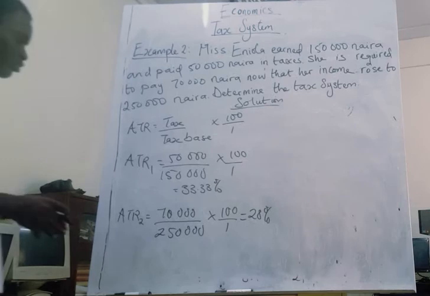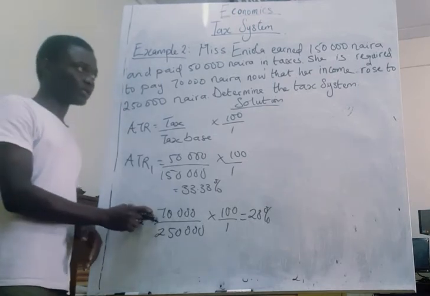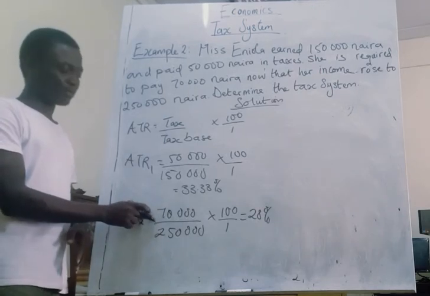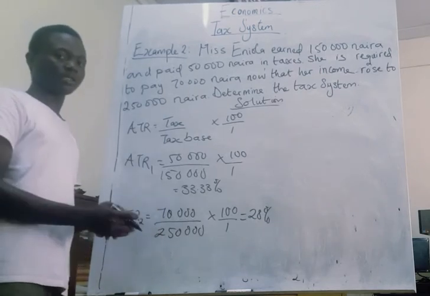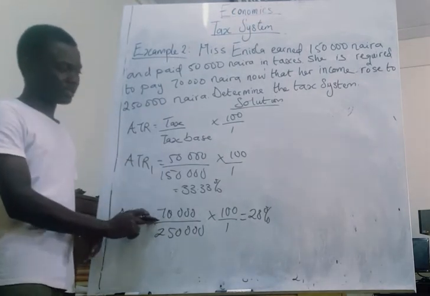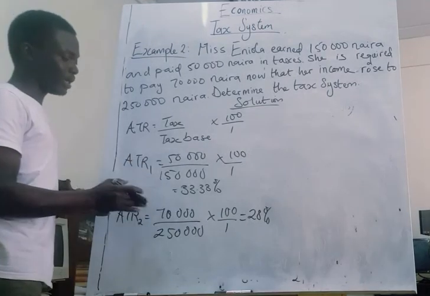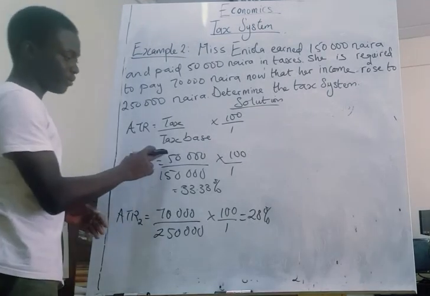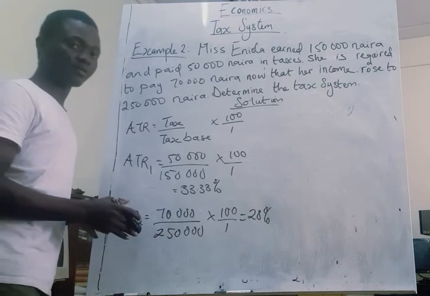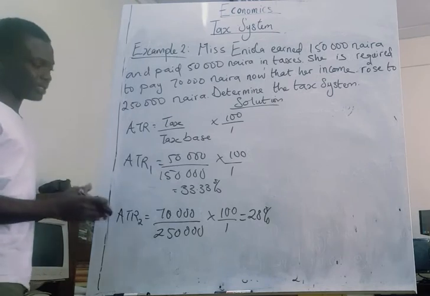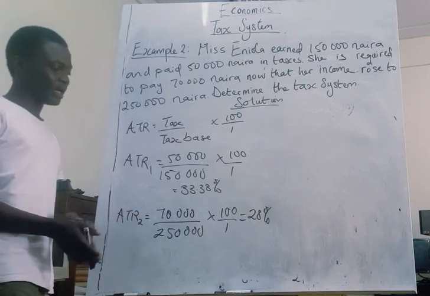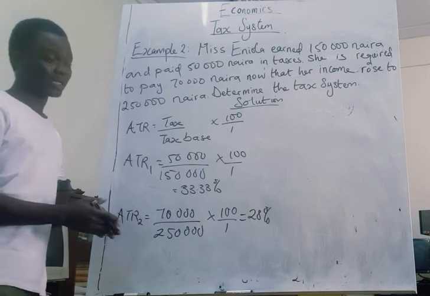Now, there is something important to note: our taxes rose in absolute terms to 70,000 naira. We do not judge the tax system by the absolute increase in taxes. We judge it by the tax rates. Though our taxes in absolute value rose from 50,000 to 70,000 naira, that does not determine that the tax is progressive. What we need to realize is the tax rate. The tax rate has fallen in spite of our increase in income, and that means this tax system is regressive.